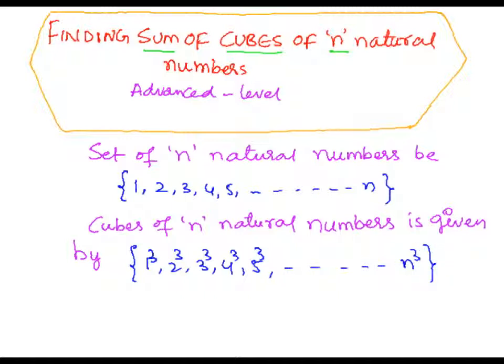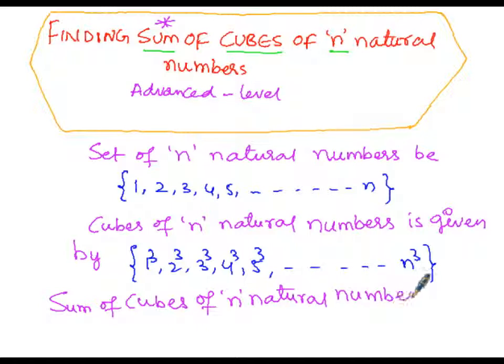So here we have to find out the sum of those cubes of n natural numbers. Then the sum of cubes of n natural numbers is given by S of n, that is equal to, so here sum indicates the addition, so we have to add up all these terms, 1 cube plus 2 cube plus 3 cube plus 4 cube and similarly and so on up to n cube.